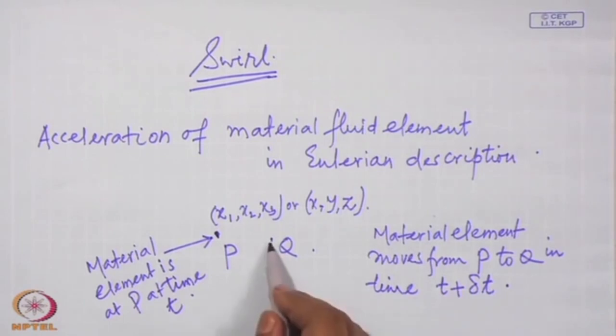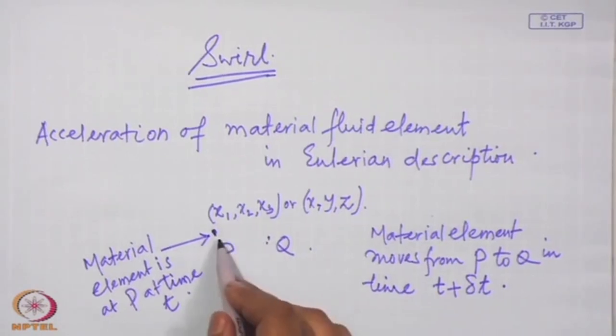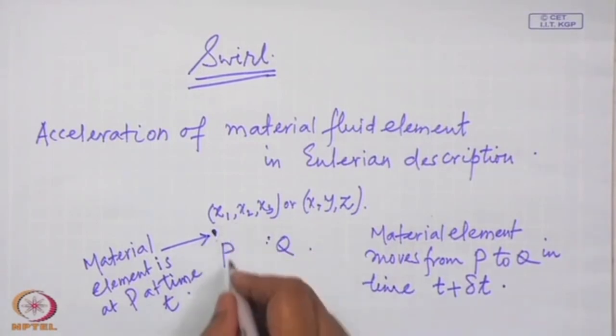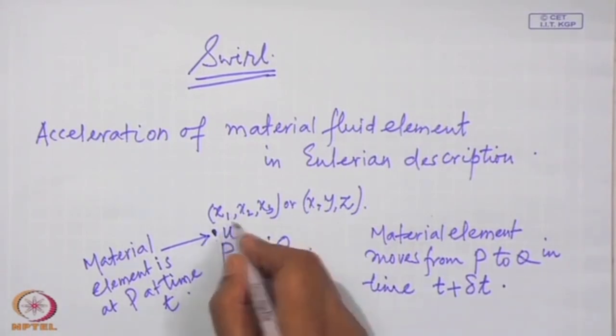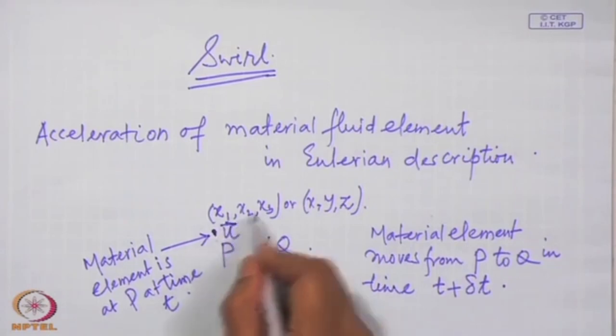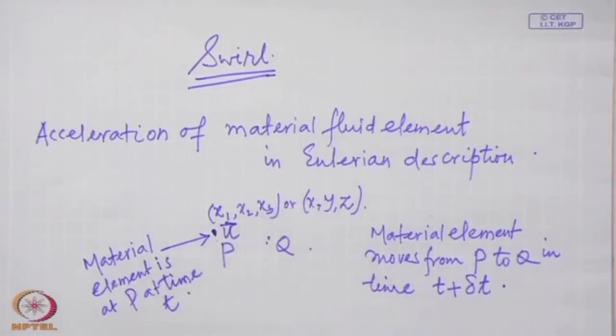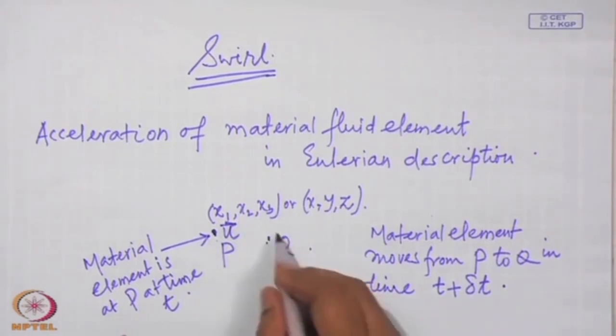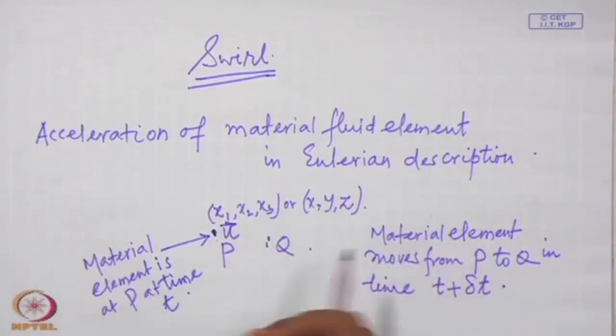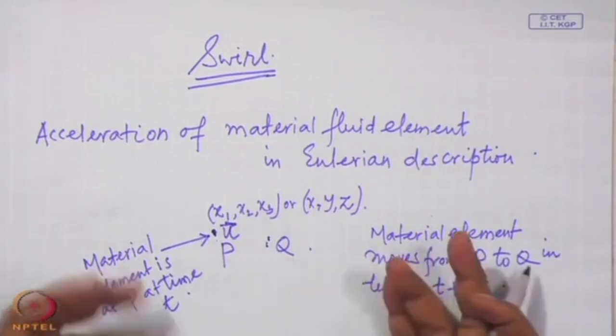Now, at point P, let us say the velocity is u. It is of course a function of x 1, x 2, x 3 and t, but every time we will not write it. Here, of course, we have to write it anyway. And at Q, it is a different point, so the velocity is different.